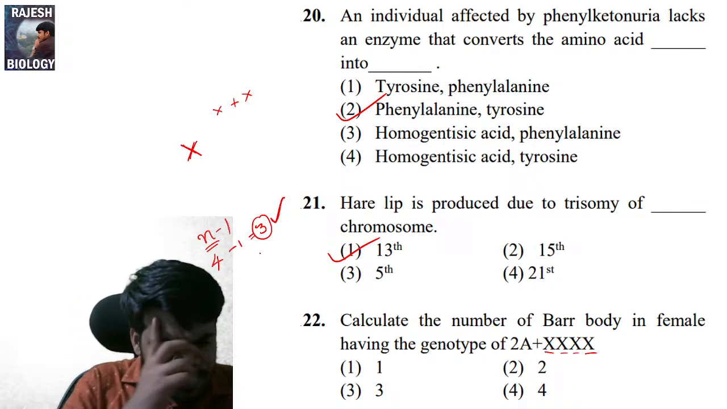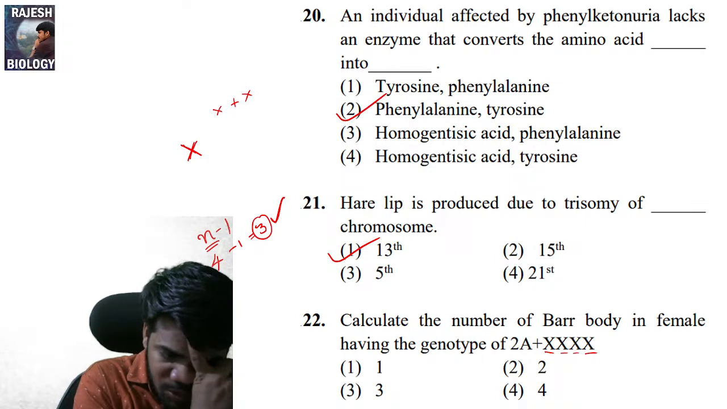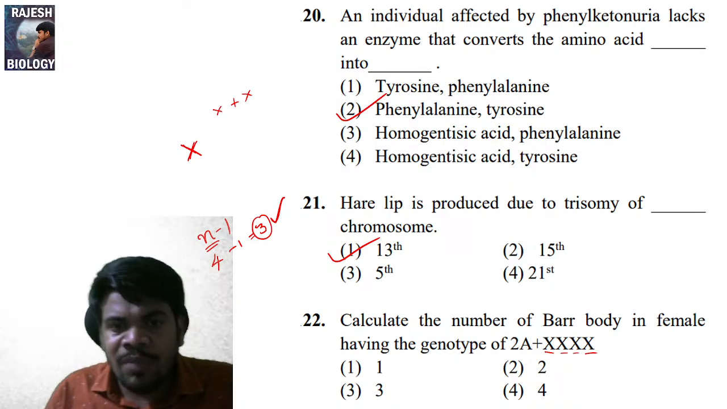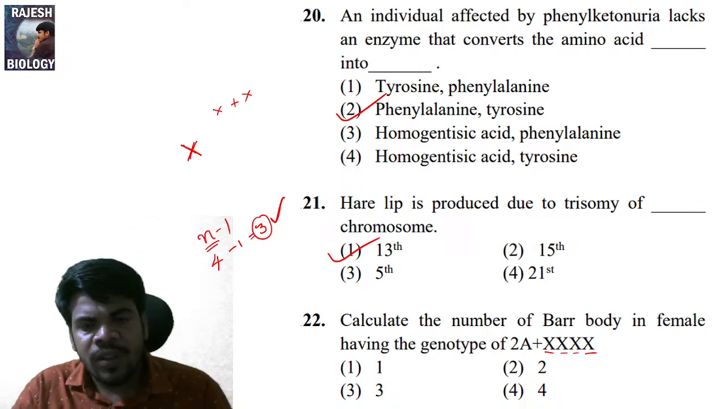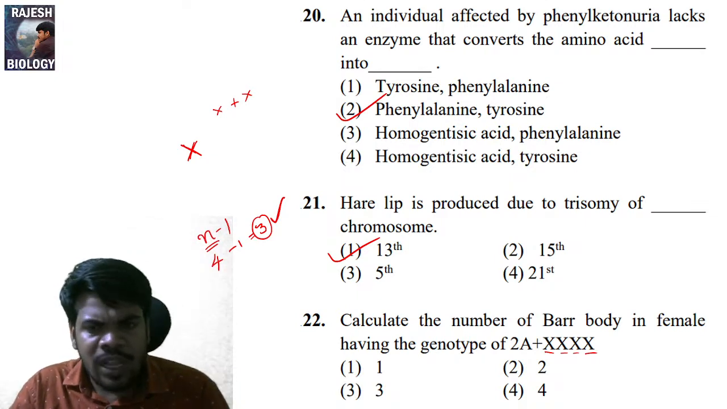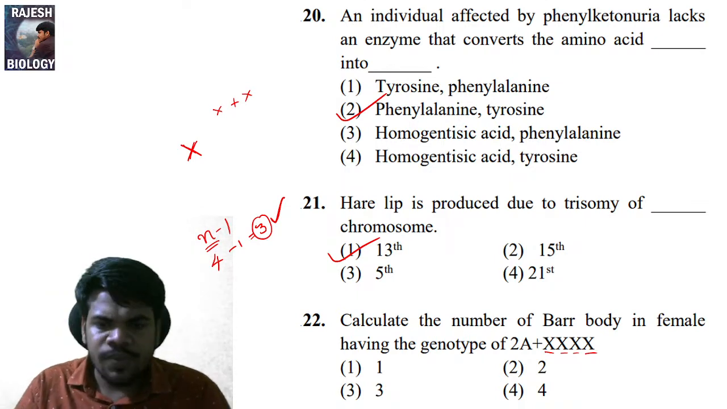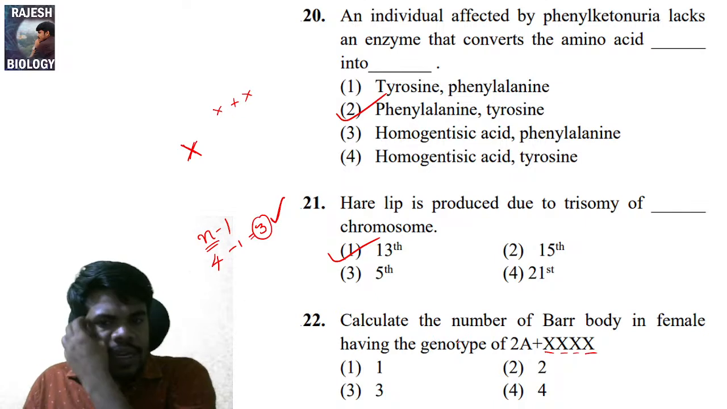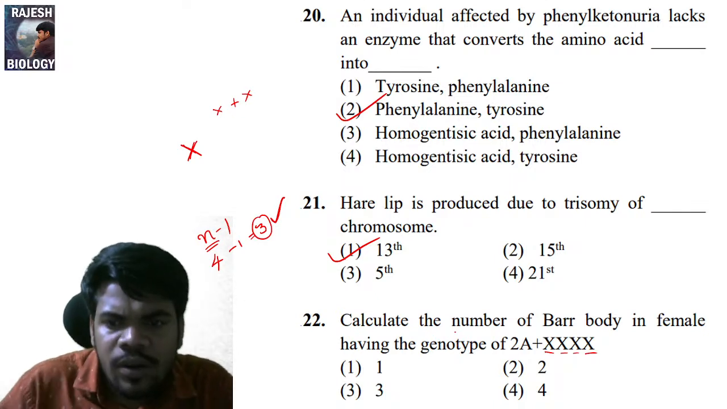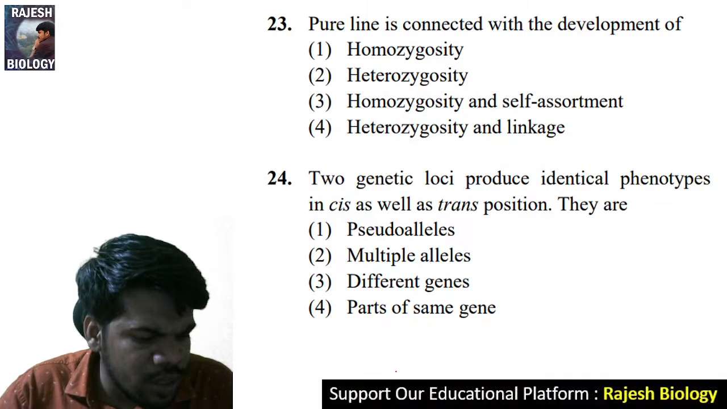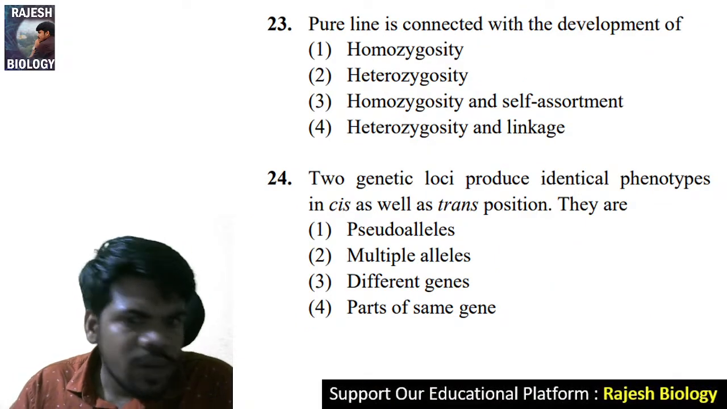Clear, Chandrika? Yeah, 13th chromosome, Janeshwari, right? Because in AP and Telangana textbooks they mention Patau syndrome, 13th chromosome trisomy, but it is not there in the NCERT. That's why I also was confused. 22nd, clear? So the right answer is 3. Come to the 23rd.